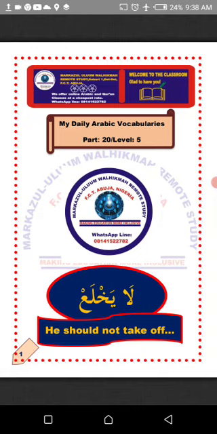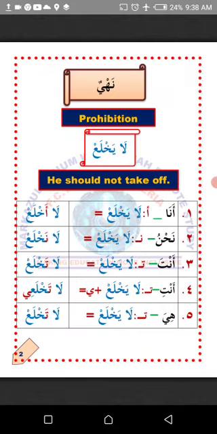Happy listening. We are going to learn from this lesson how to change the Arabic verb la yakhla' to suit some certain pronouns in Arabic. Nahyun, prohibition. We are going to learn how to instruct others not to do something in Arabic using different forms of verbs. The question is, how do we change the verb la yakhla' to suit the pronouns below?